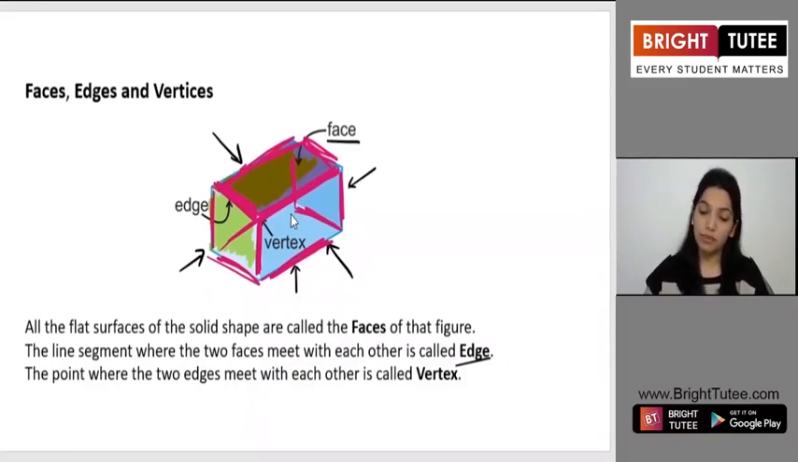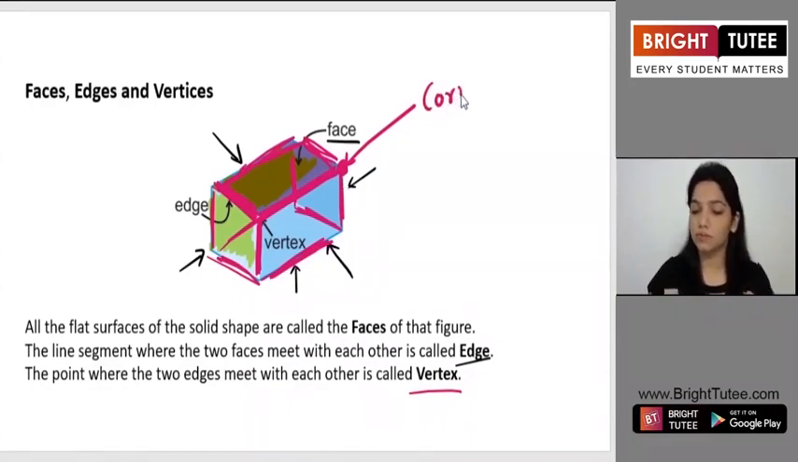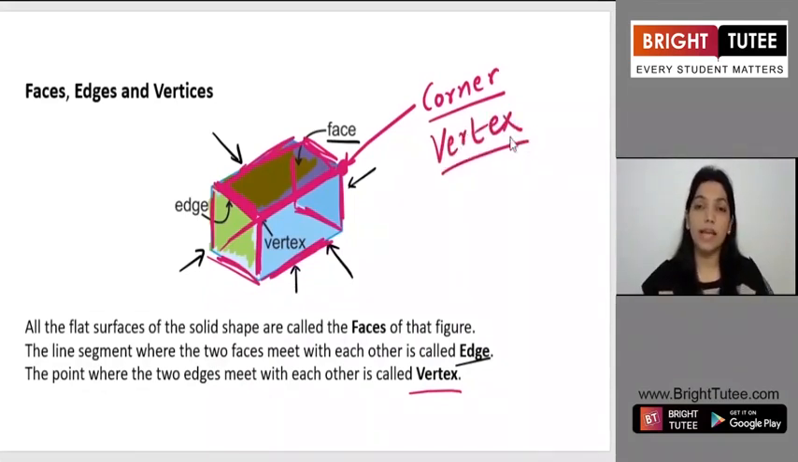Okay. Now the point where the 2 edges meet each other is called the vertex. So all the corners that you see in a figure, here this is the corner. Every corner that you see is a vertex. So we can just write corner, and this corner is termed as vertex. Now let's see how many vertices are there in this particular figure. So 1, 2, 3, 4 at the top, 1, 2, 3, 4 at the bottom. So total we have got 8 vertices in a cuboid.